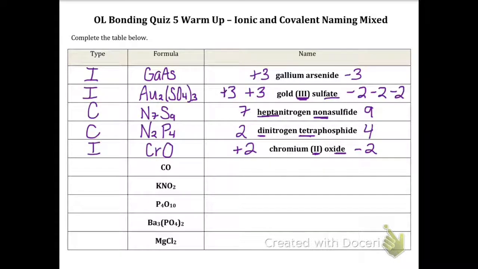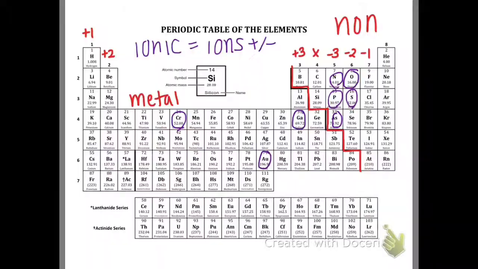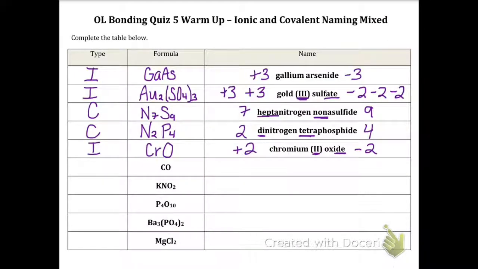Now we're going to go backwards from formula to name. So here we also need to do the same thing. Identify if it's ionic or covalent because they have different rules. So let's look up C and O. Carbon is over here and oxygen is also over here, making it 2 nonmetals. This is a covalent compound.